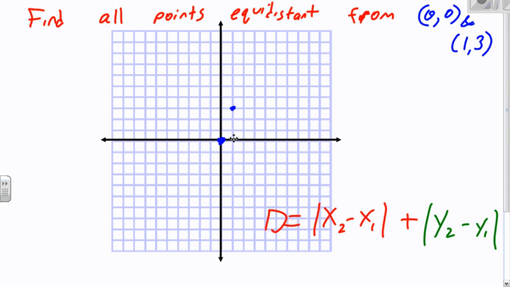So, for example, if we go from 0, 0, 2 to the right and up 1, that's a distance of 3. And from our point 1, 3, that's down 2 over 1, that's also a distance of 3. So the point 2, 1 will be a solution. To find all of the points, though, we're going to have to use the formula.